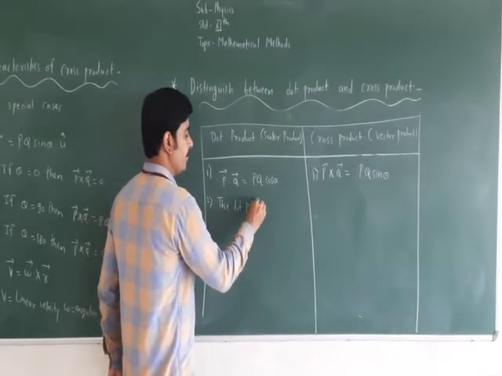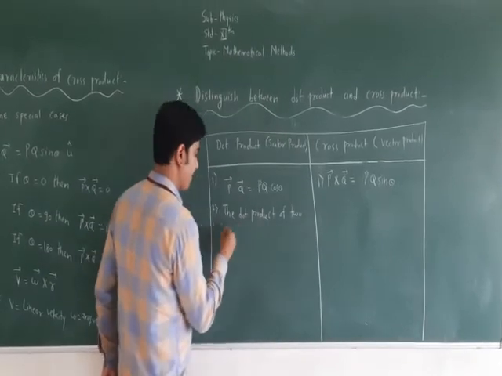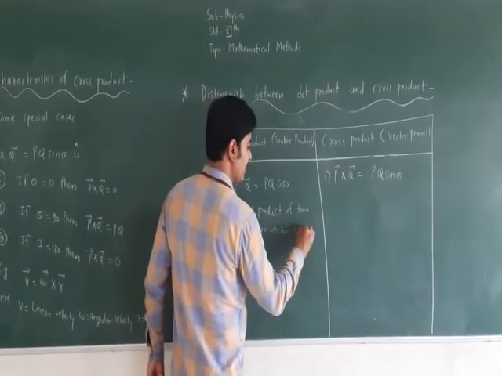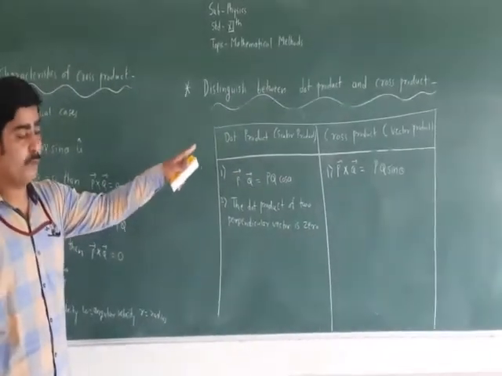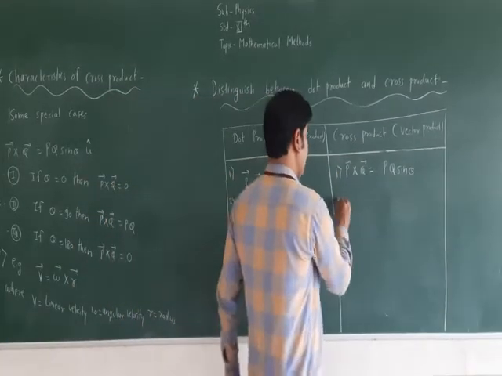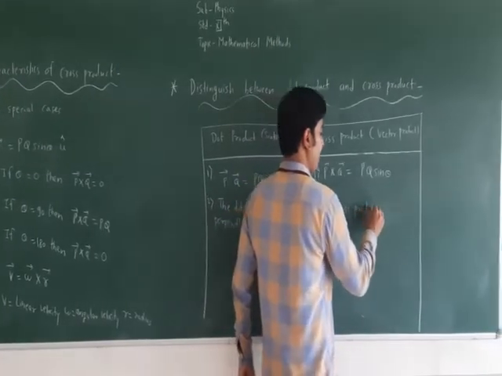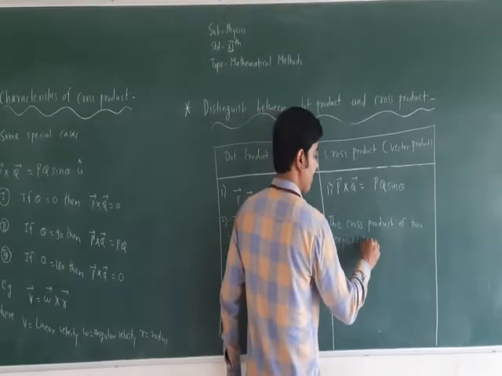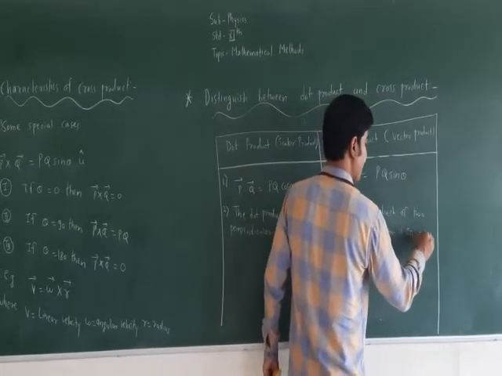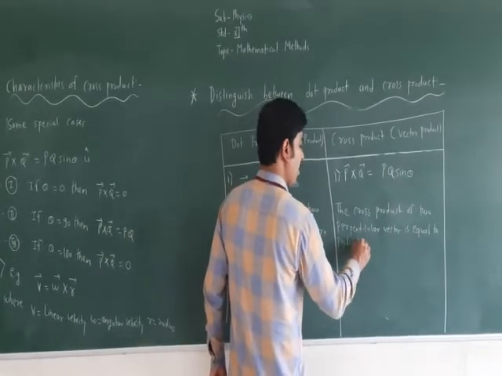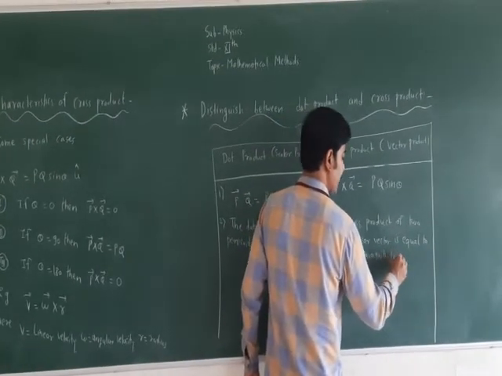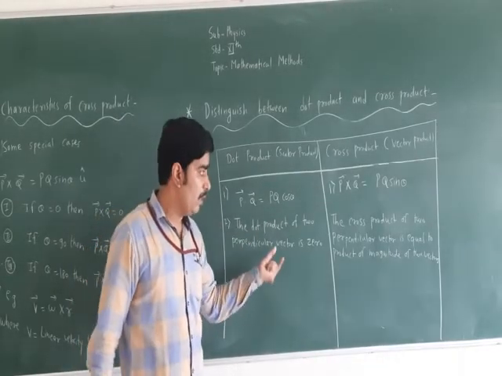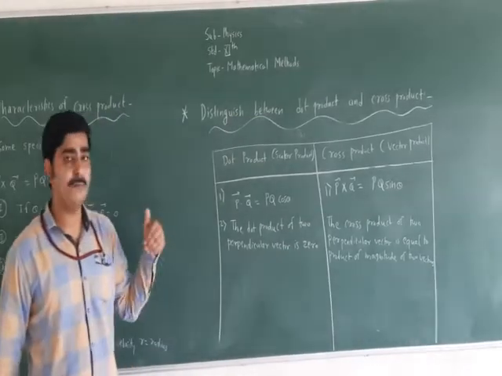Second, the dot product of two perpendicular vectors is zero. So the dot product of two perpendicular vectors is equal to zero. And here the cross product of two perpendicular vectors is equal to the product of magnitude of two vectors. The dot product of two perpendicular vectors is zero. The cross product of two perpendicular vectors is equal to the product of magnitude of two vectors.